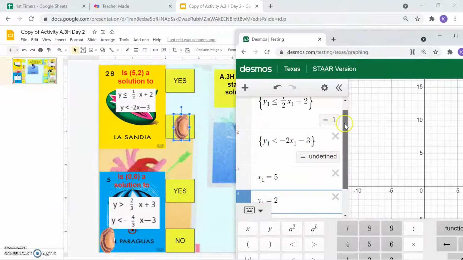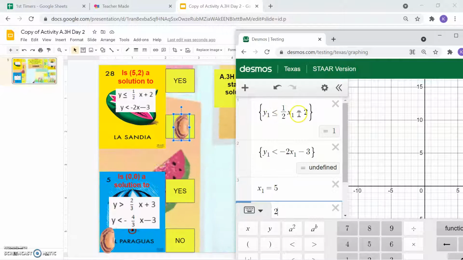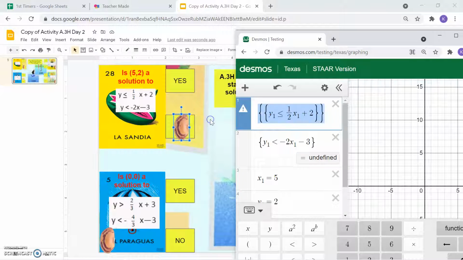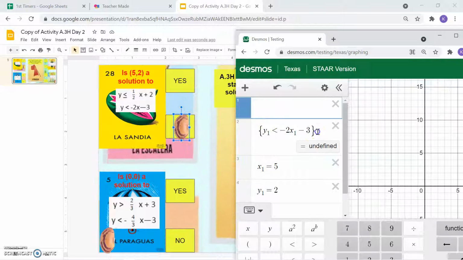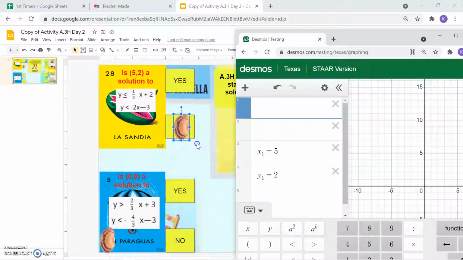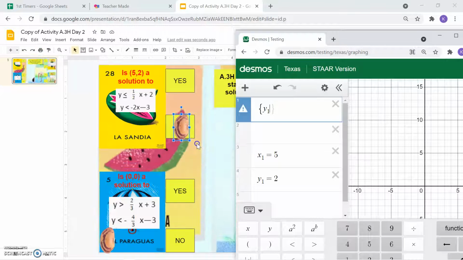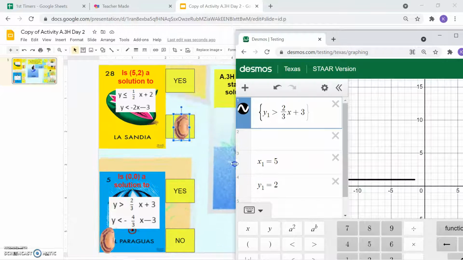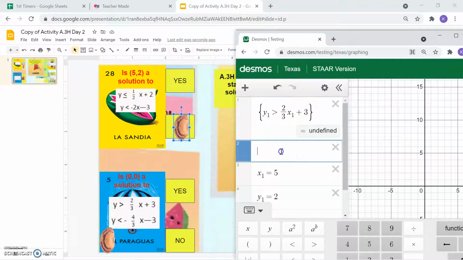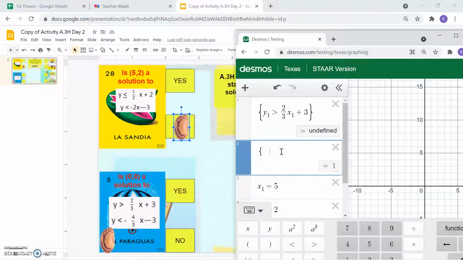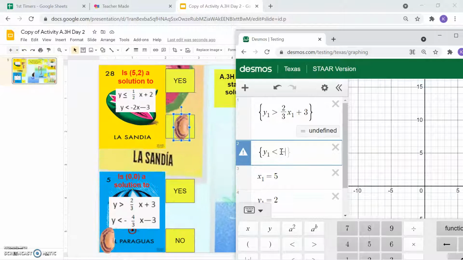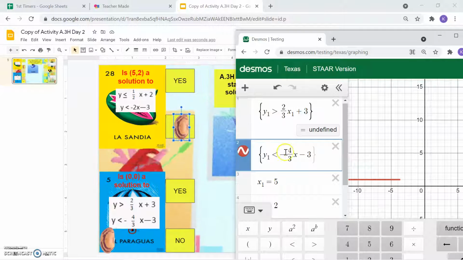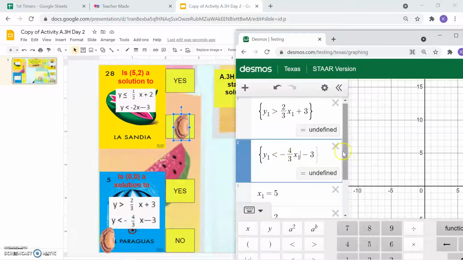Now let's go over here to this bottom one. I'm just going to delete everything just to make sure. So I'm going to type in this first one here, bracket y1 greater than 2 divided by 3 to the right, x plus 3. Oops, I forgot to put x1. And then I'm going to go right here, bracket y1 less than negative 4 divided by 3 to the right, x minus 3. And I'm going to put here x1.